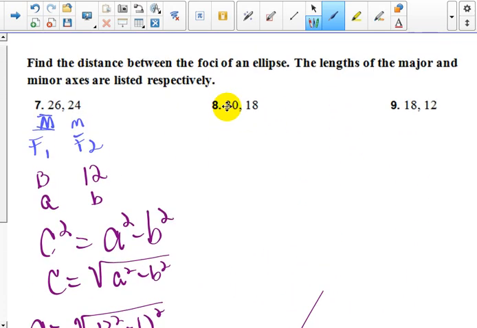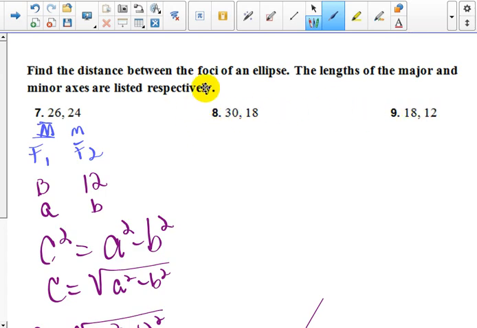So if you will now work 8 and 9, I'm going to give you 3 minutes and then we'll move on.